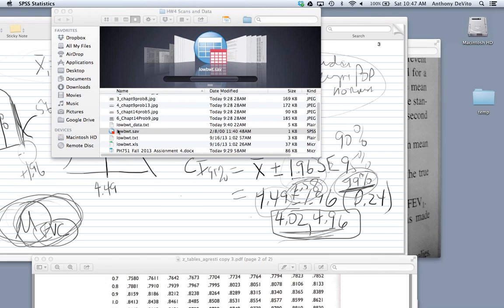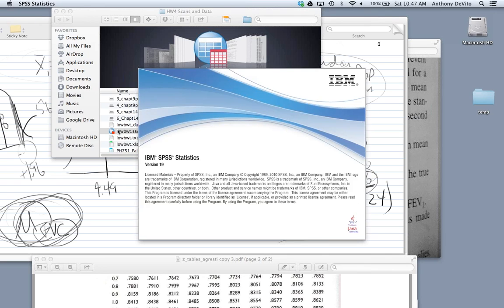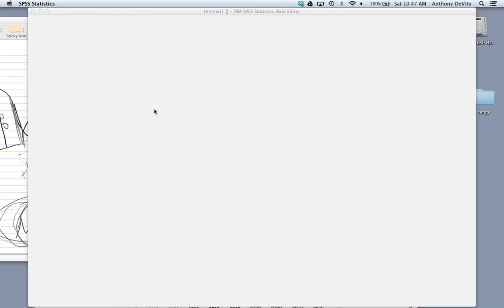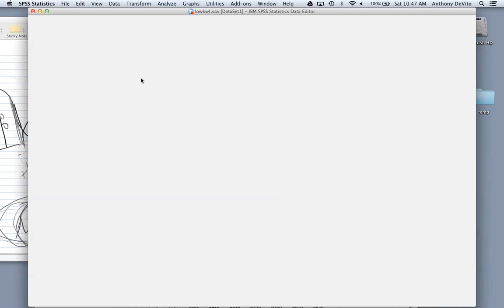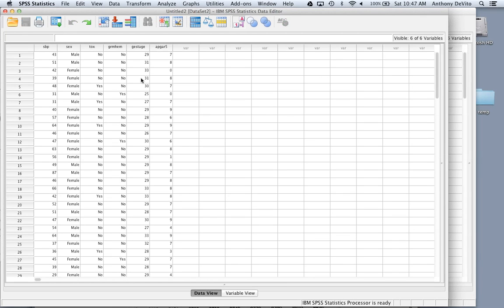Now, if you're working with R, you're going to be basically doing the same thing, except you're going to be opening the file in R as a CSV, comma delimited file, and you're going to be using the commands in R that you need to find the mean and the standard deviation of the sample, and to calculate the 95% confidence interval.